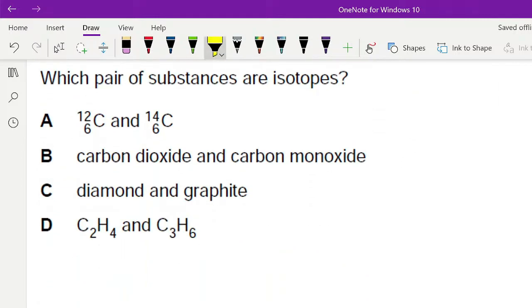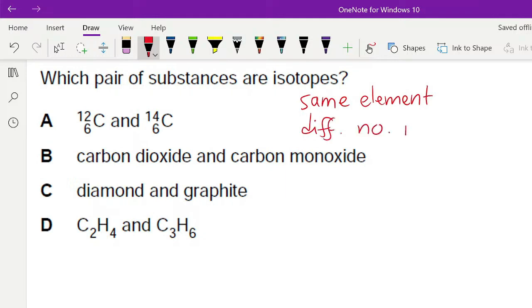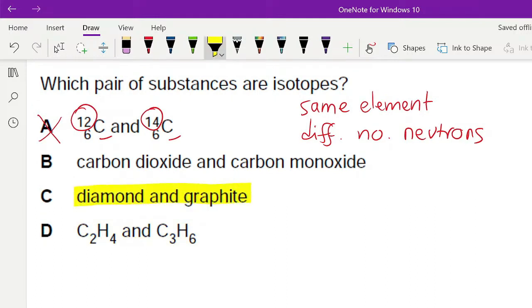Now, isotopes are atoms of the same element but with a different number of neutrons. So it is A, carbon and carbon. Here we have carbon 12, and here we have carbon 14. Now this one, diamond and graphite, we call allotropes. Allotropes mean the same element but different structure. Diamond and graphite are both made of only carbon, but they have different structures.